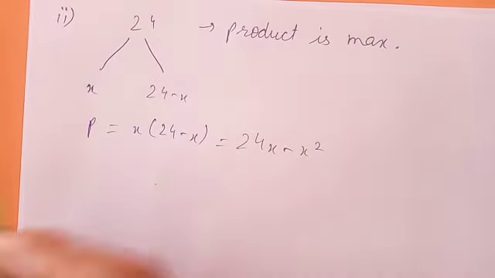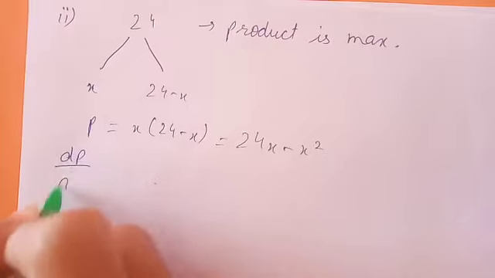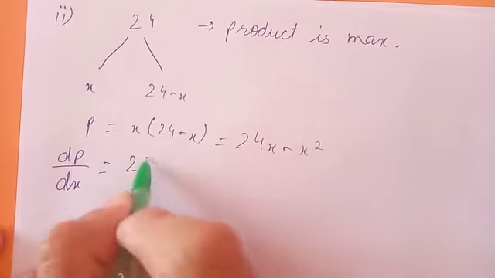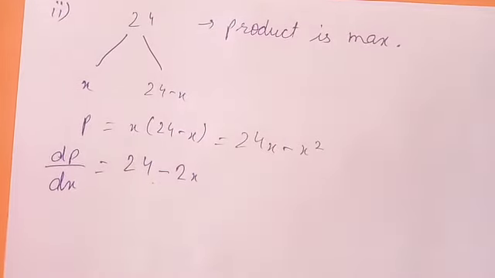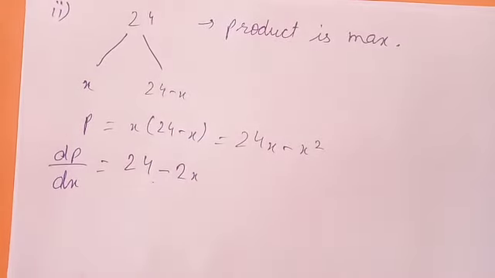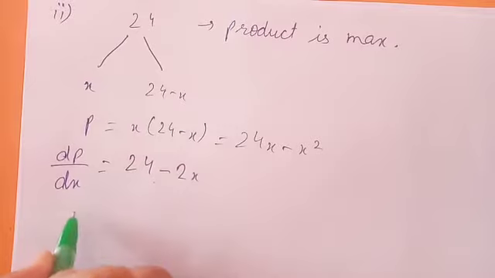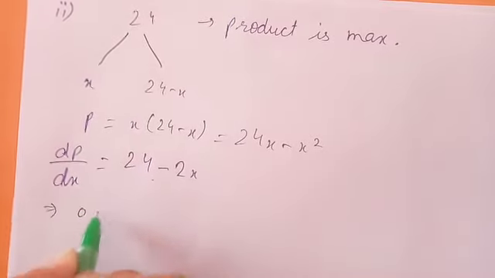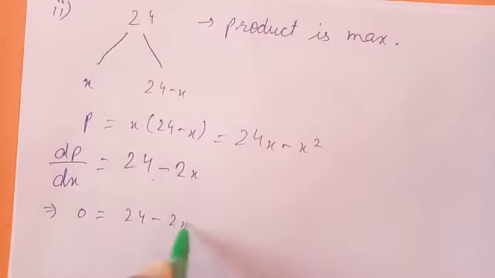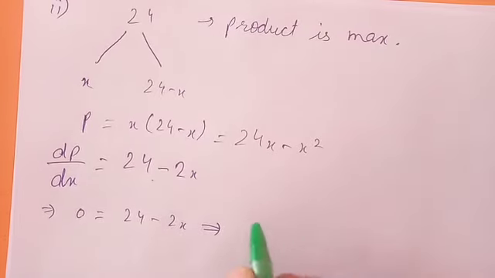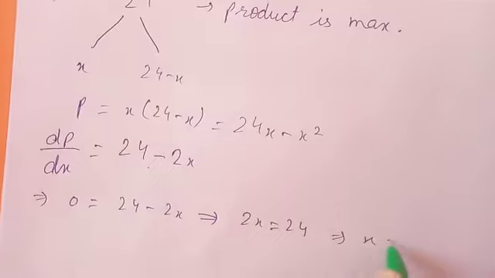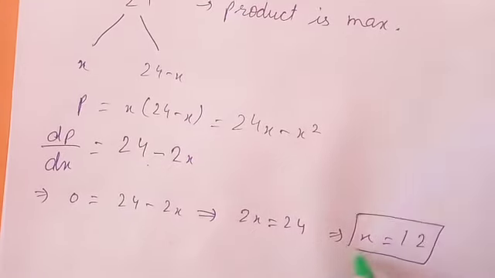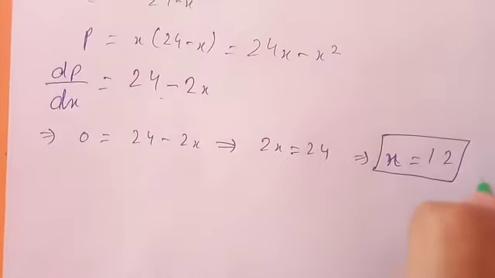Now what will we do? We will take its first derivative, dp by dx. We will get 24 minus 2x. Now to get our maximum or minimum value, we will put dp by dx as 0. So 0 is equal to 24 minus 2x. From here we get 2x is equal to 24 and x equal to 12. Means at x equal to 12 we will get our maximum or minimum value.